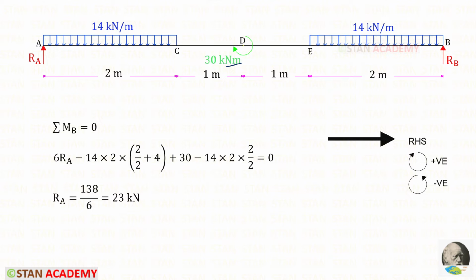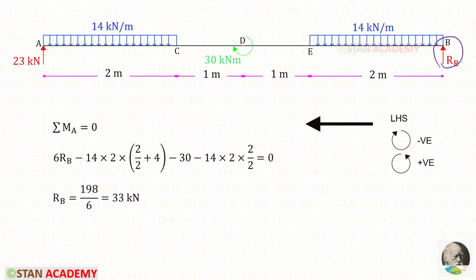This moment is acting in the clockwise direction, so it will be positive. This UDL is acting in the anti-clockwise direction, so it will be negative. The area is 14 into 2, and we know that the centroid lies in the center. So from the center to the point B, the distance will be 2 upon 2. For RA, we will get 23 kN.